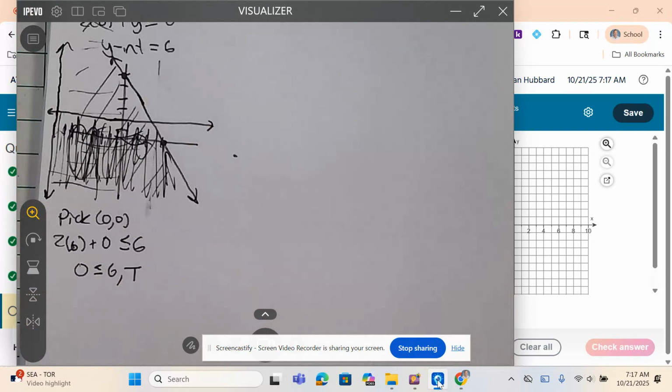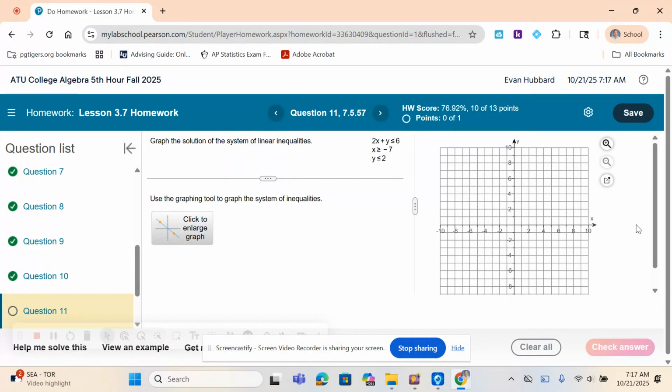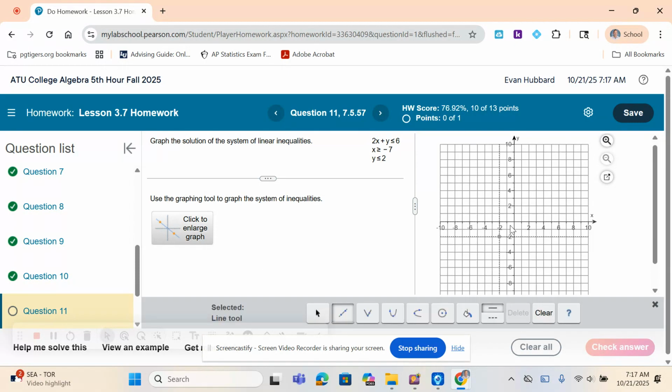Okay. So we'll look at this. The first one had an x-intercept of 3. That's a line. X-intercept of 3, a y-intercept of 6. Second one is a vertical line, so at -7. And then the third one is a horizontal line at 2. So I'll just pick another point on there. And where's the fill going to be at? Below here.